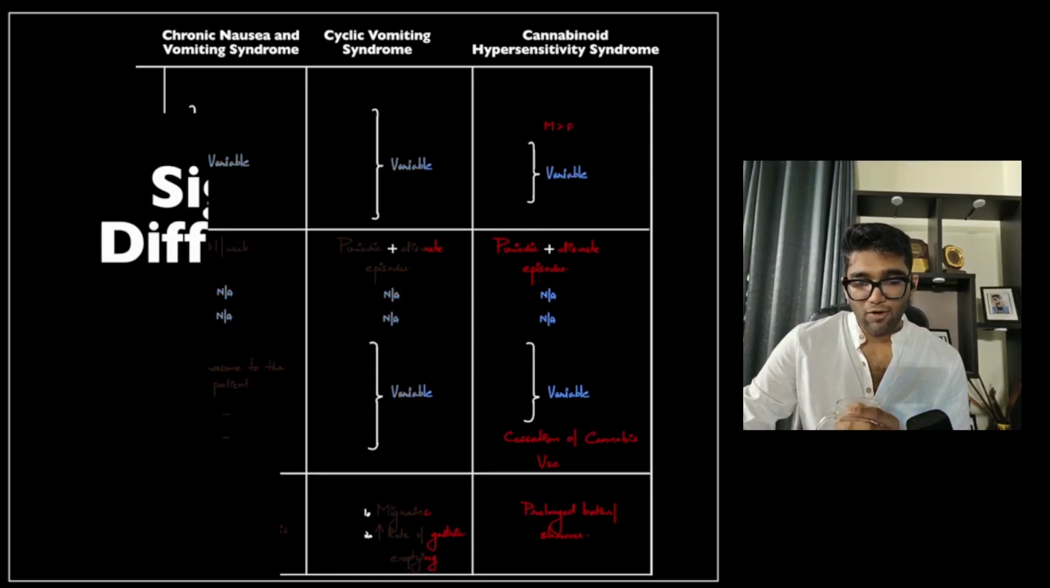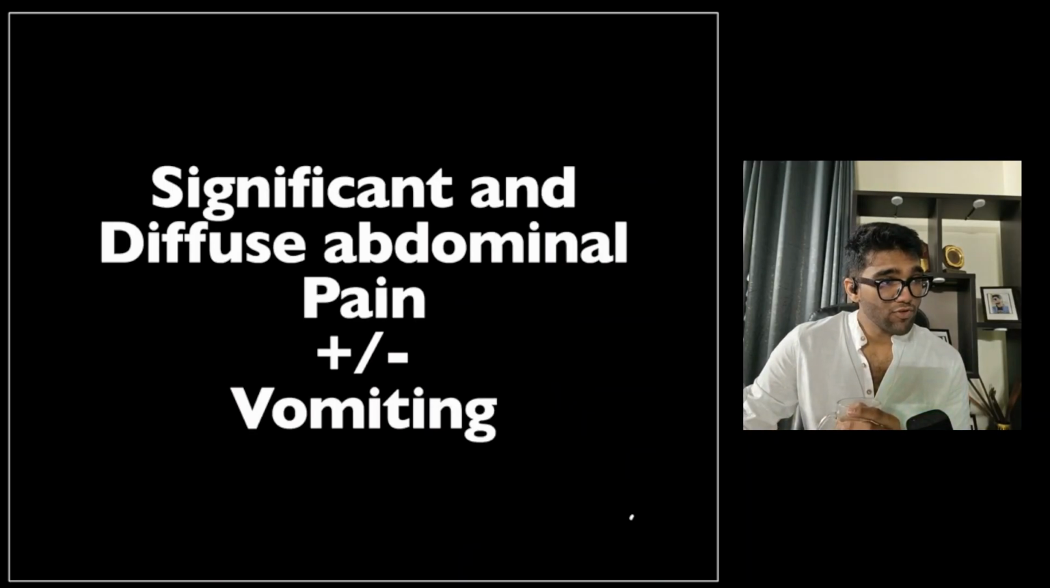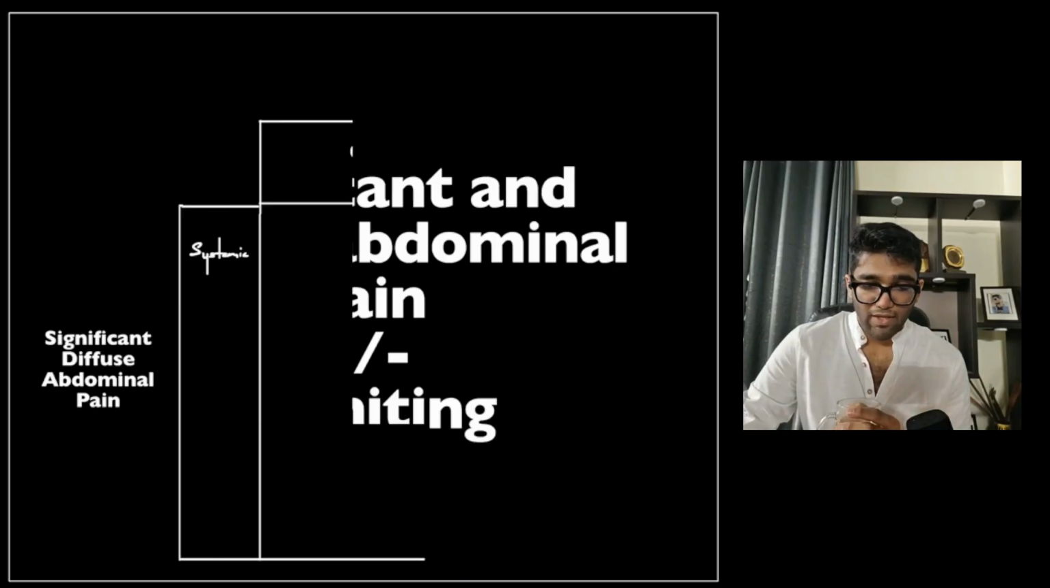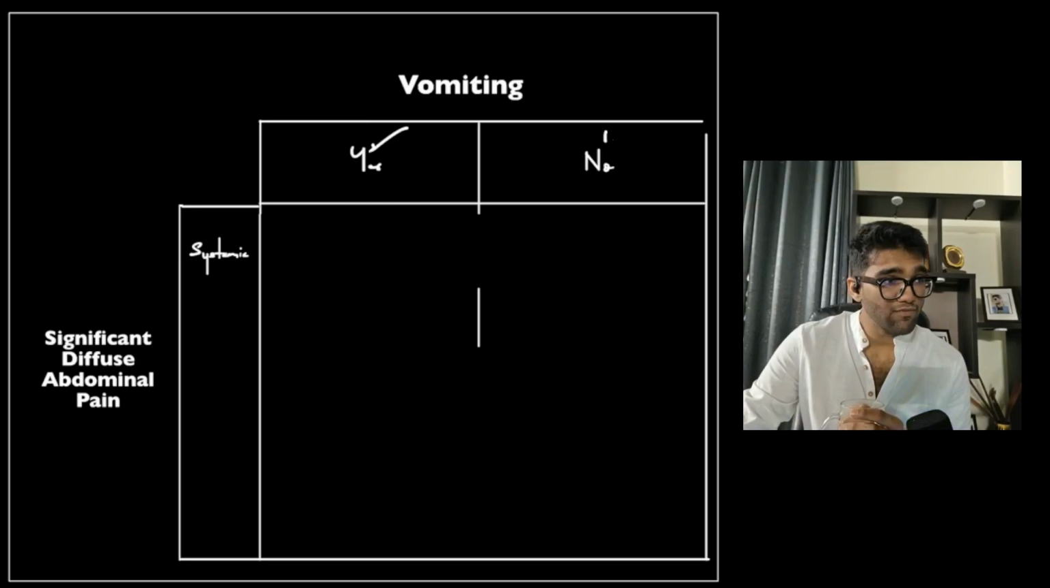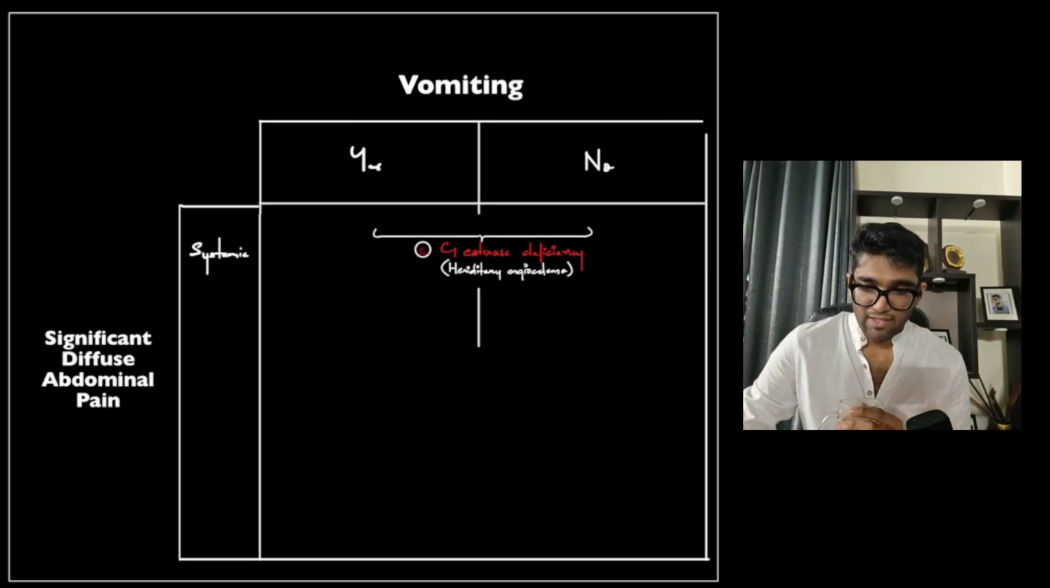Okay. Now, coming to the next subcategory, that is significant and diffuse abdominal pain with or without vomiting. So we have diffuse abdominal pain, significant or diffuse abdominal pain with or without vomiting. Now, here I like to talk about with or without vomiting, so I divide it into with vomiting and without vomiting. Now, when it comes to with vomiting, the causes.